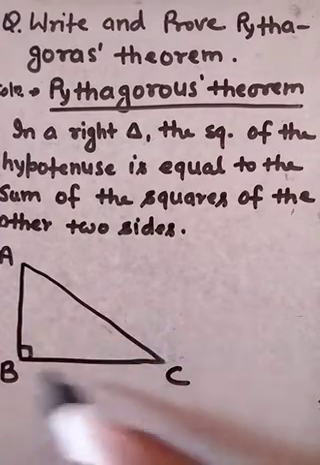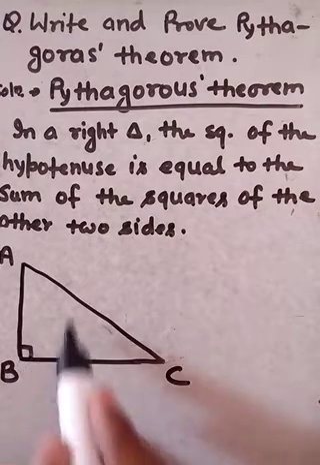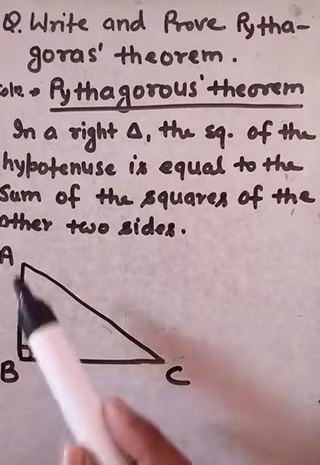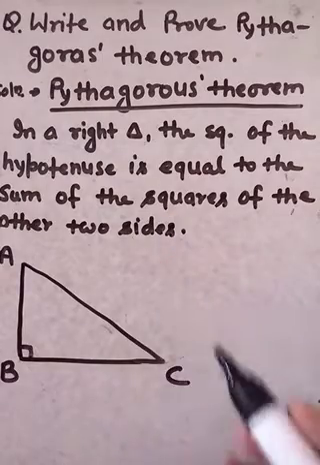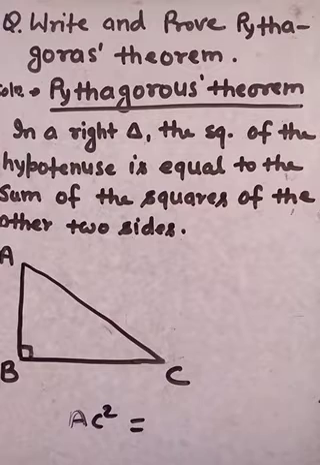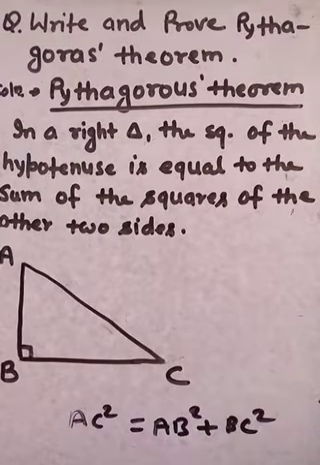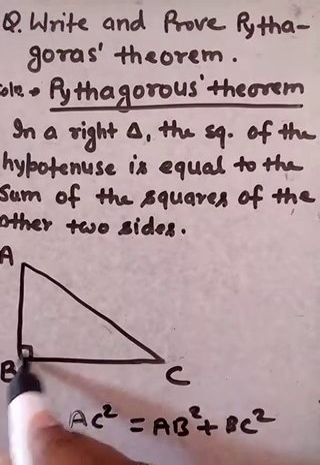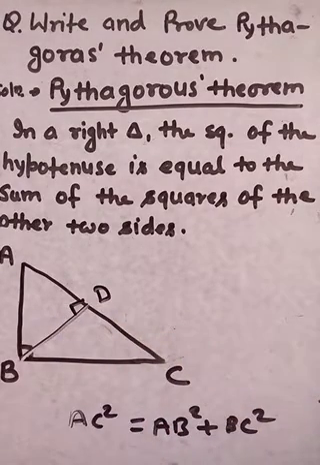ABC is a right angle triangle in which angle B is 90 degrees and AC is the hypotenuse of this triangle, and AB and BC are the other two sides. According to Pythagoras theorem, AC square equals AB square plus BC square. Now we draw BD perpendicular to AC to prove this.